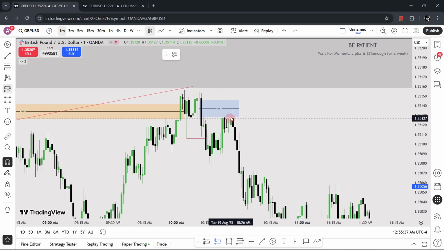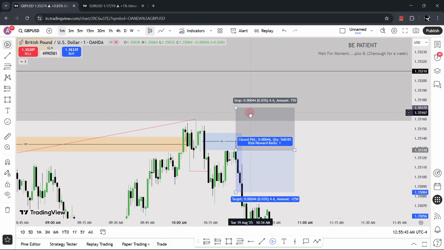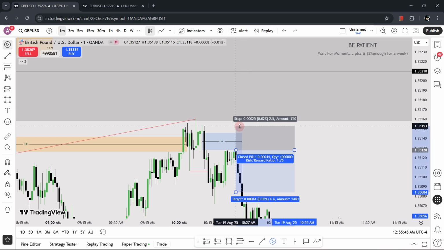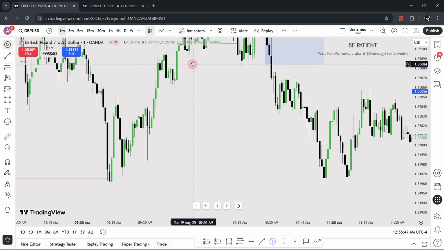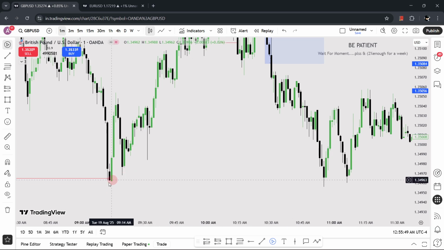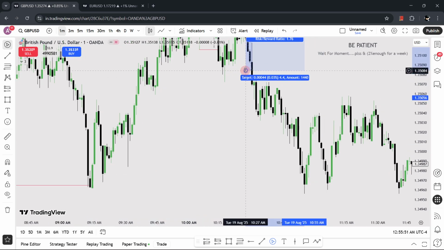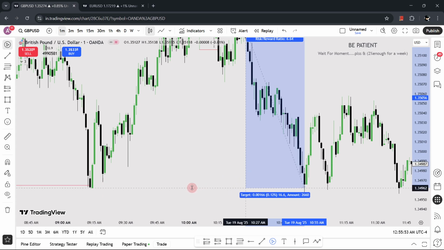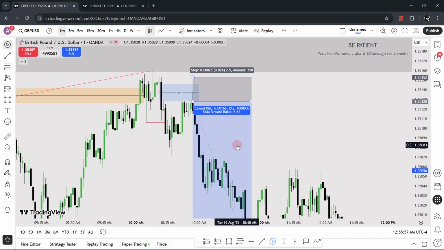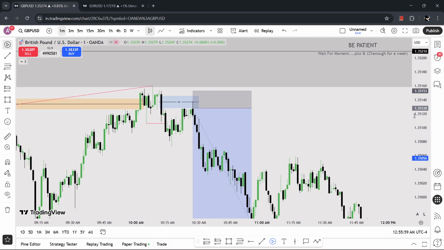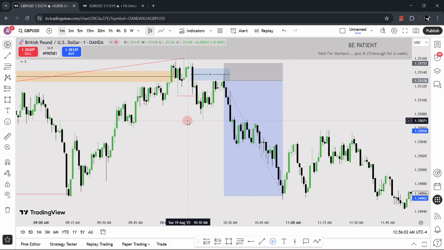So you're going to enter from this fair value gap, making your stops just above there, targeting this relative equal lows. Targeting this relative equal lows. A 6 star trade. I missed that, weak on 2 still. This is how it is, guys.